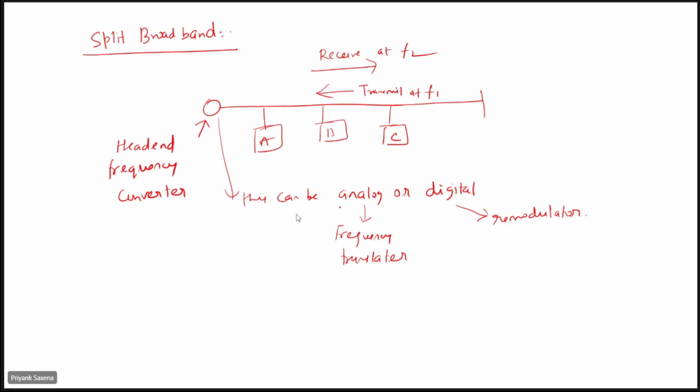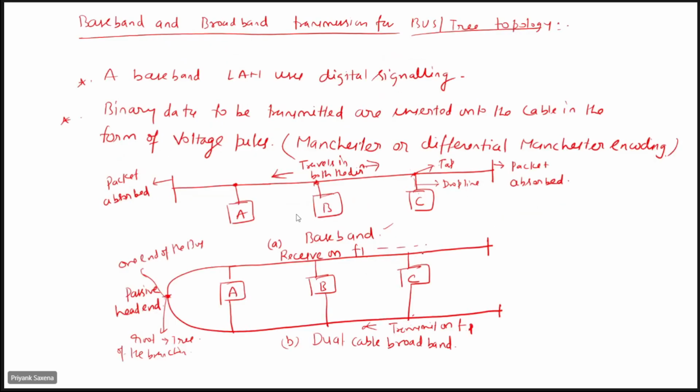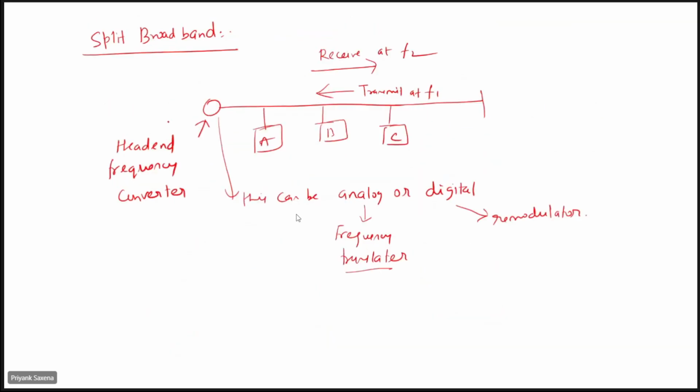This head end frequency converter type of configuration is very costly, because a digital modulator and demodulator may be required. So a frequency translator is a costly affair. It depends on the type of plant: if it is a smaller plant, we can go for this dual cable broadband. But if we have to install in a larger base, then we can go for this split broadband, keeping a check and balance on the money, right? How much investment we have to make. Okay, so I'm stopping here. Any doubt?